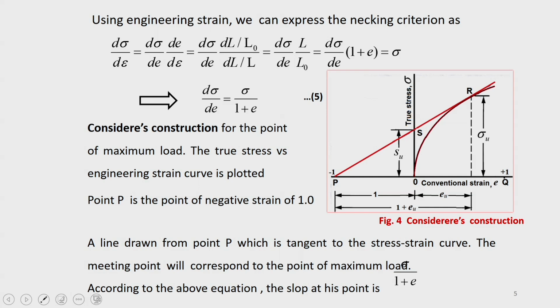That is nothing but sigma u by 1 plus epsilon u, where epsilon u is the strain at maximum load. So, that is the condition we are getting, d sigma by d epsilon, which is a slope equal to sigma by 1 plus E, where E is the engineering strain. That way, drawing this curve is very easy, and this is called the Considère construction for the point of maximum load.